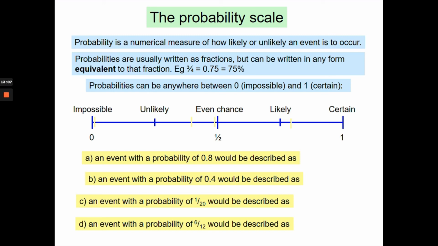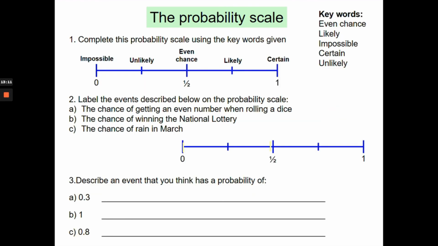This is also based on the probability scale. Can you describe events that you think have a probability of? And then can you plot on the top one where the A, B and C will go?